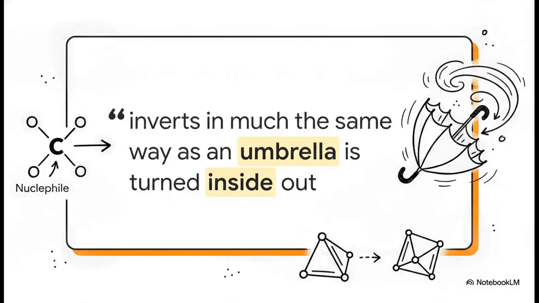I honestly love how our source material describes the shape change here, because the nucleophile attacked from the back, the configuration of the carbon atom inverts in much the same way as an umbrella is turned inside out when caught in a strong wind. It's such a perfect visual. This is officially called the inversion of configuration. If your original molecule was shaped one way, your final product is quite literally flipped inside out.